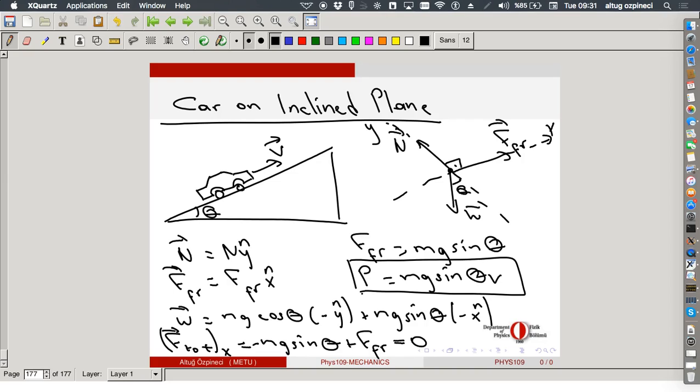Now for every object, if you want to determine the direction of the friction force, you always have to consider the surfaces creating it. You cannot look at the general behavior of the object and say the friction force should be in this or that direction. Always you have to look at the surfaces creating the friction force.